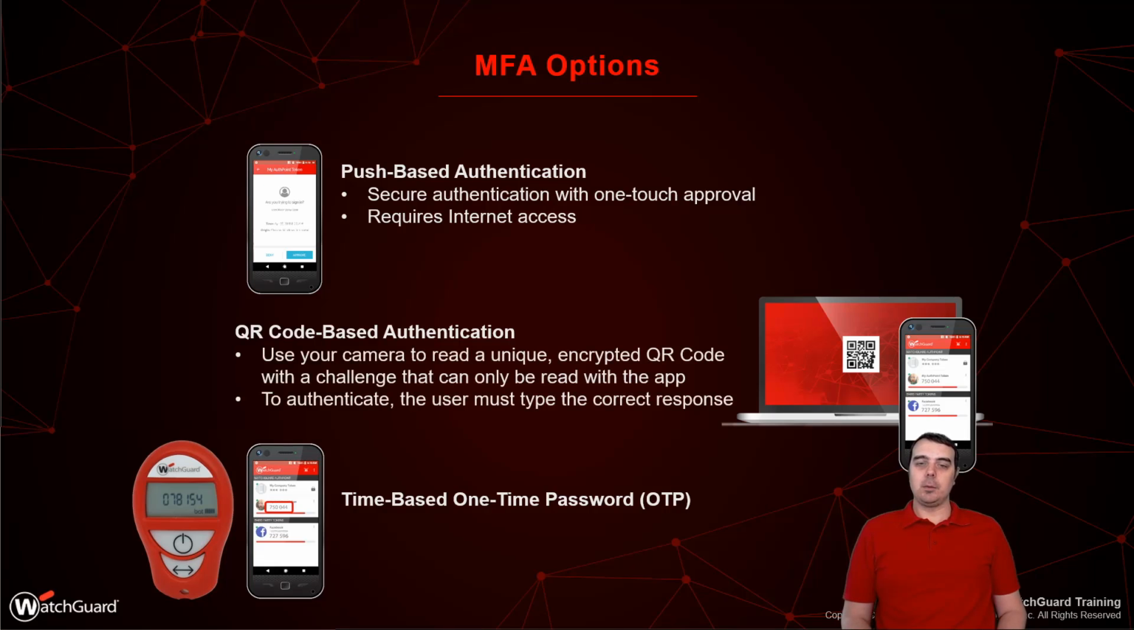With QR code-based authentication, the user is presented with a QR code on the login screen. They scan this QR code with their phone, and then they type the 6-digit code that the AuthPoint mobile app provides. This is a strong option because the phone must be in the same physical location as the login screen to scan it with the camera, and it allows the mobile app to validate that the code came from a legitimate login.